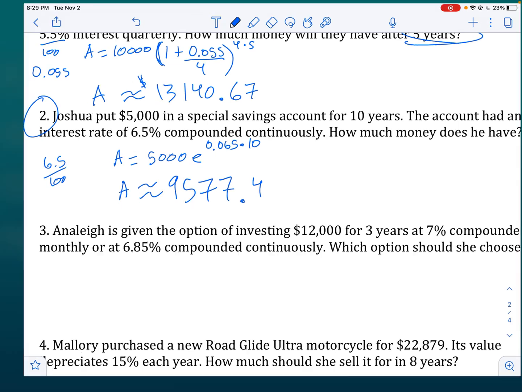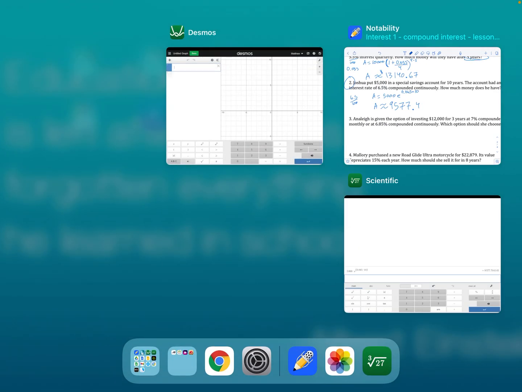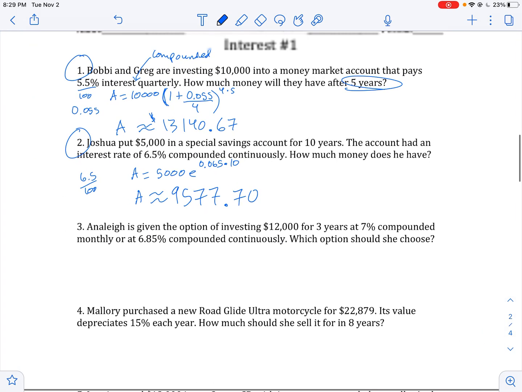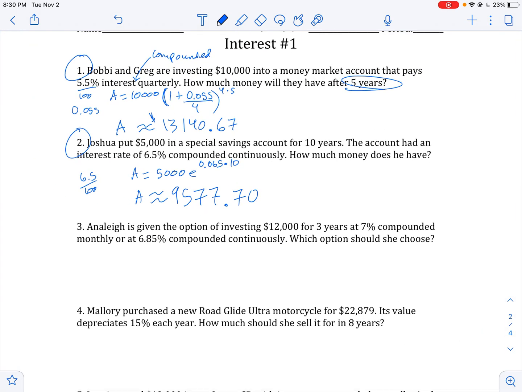9,577.4. I'm going to round in the second decimal place. It's 70. So erase this. 70 dollars. Hooray! We did it. That's how much money you're going to have, compounded continuously at a 6.5% yearly rate. So we got that. Awesome.